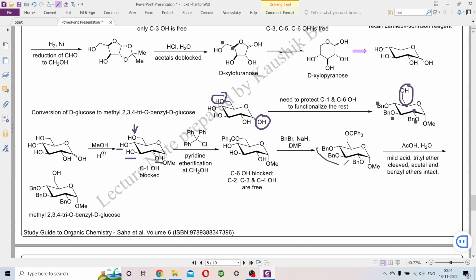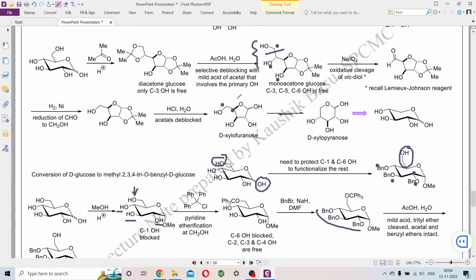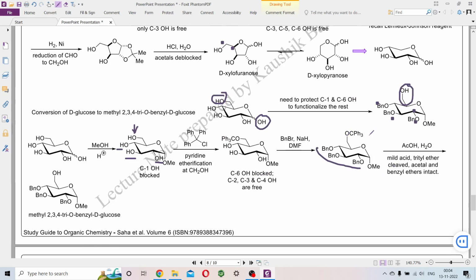So benzylation has taken place at C2, C3 and C4, and C6OH is protected in the form of trityl, and this one is OMe. And we also know that trityl ethers can be cleaved where the acetal linkage is not disturbed by treatment with acetic acid water, just like you have used acetic acid water here. This trityl will go, and this will become OH, and this will remain the OMe, and therefore you have done your job. You have converted D-glucose to methyl 2,3,4-tri-O-benzyl D-glucose.